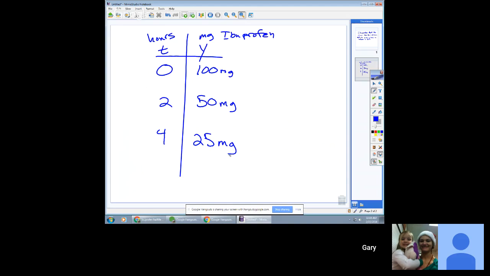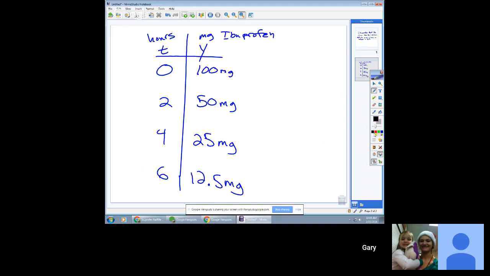And then one more time, 2 hours later, 6 hours down the road, what am I going to have? Half of 25, 12 and a half. So 12.5 milligrams. All right, so what I'd like you to do is plot those points. Make a graph of those on a piece of paper right now.